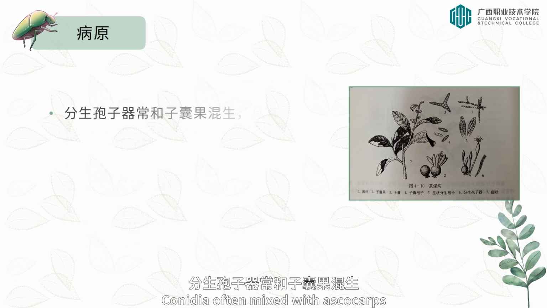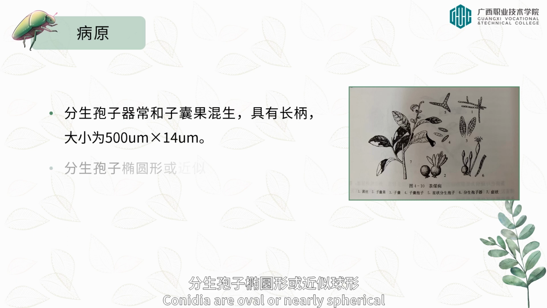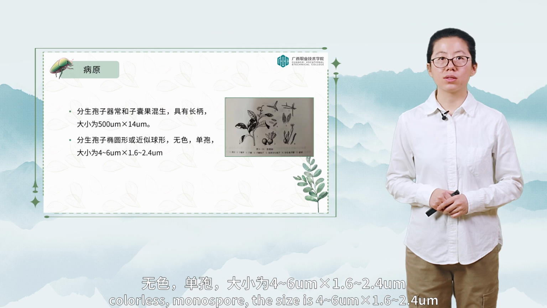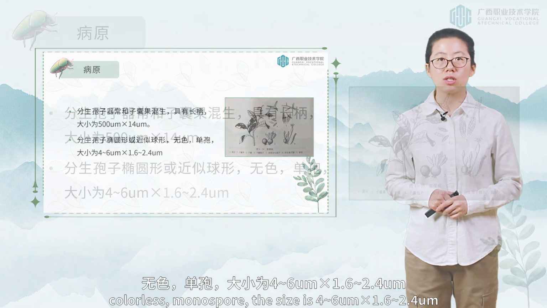Conidia often mixed with ascocarps with a long stalk. The size is 500 UM by 14 UM. Conidia are oval or nearly spherical, colorless, monospore. The size is 4 to 6 UM by 1.6 to 2.4 UM.